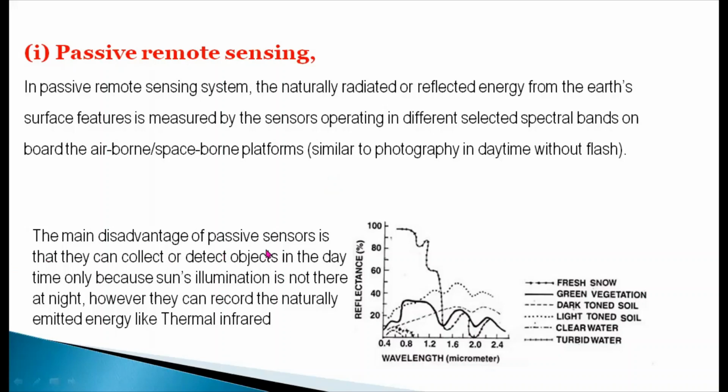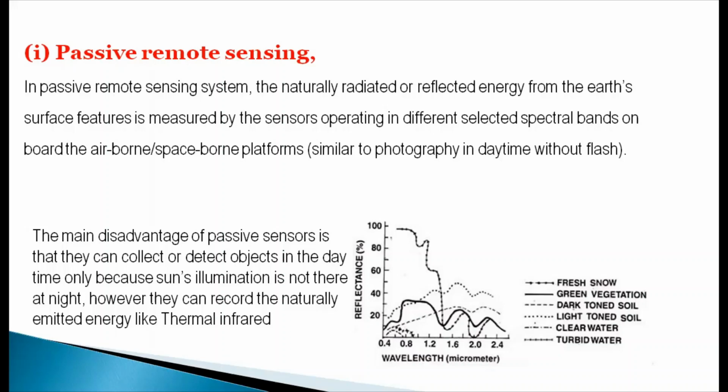The main disadvantage of passive sensors is that they can collect or detect objects in the daytime only because sun's illumination is not there at night. However, they can record naturally emitted energy like thermal infrared. तो यहाँ पे ये कह रहा है कि ये जो satellites हैं या sensors हैं, they work only in the daytime. So the light which is reflected at daytime is the only light captured.